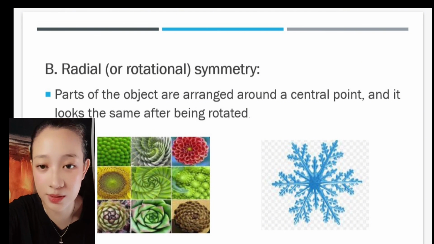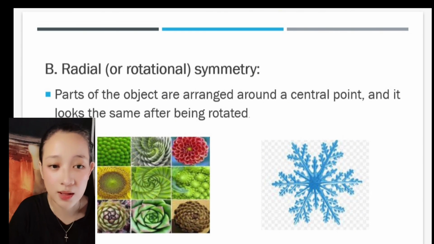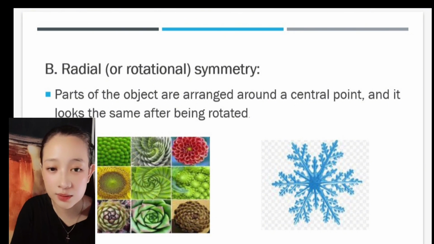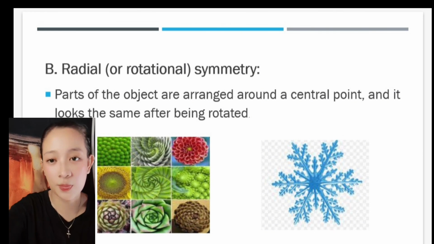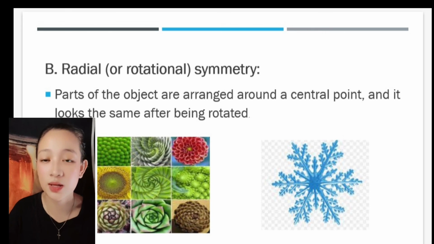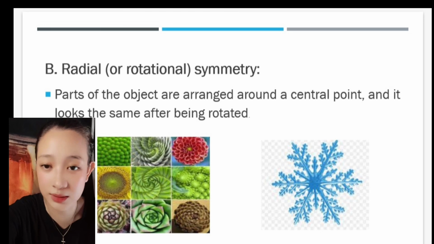Radial symmetry is commonly found in nature, especially among flowers, sea creatures, and other organisms that live in water. It is also used in art, design, and architecture to create balance and beauty. As you can see, it can also be found in snowflakes and mostly in plants. Radial symmetry occurs when body parts or patterns are arranged equally around a central point. Any line down through the center divides the object into equal halves.